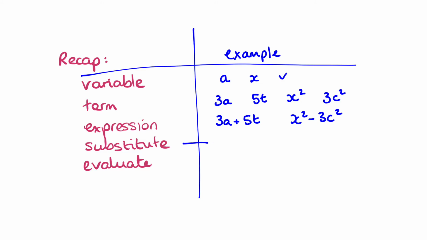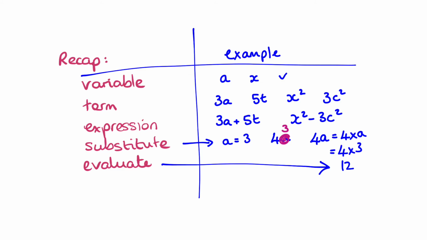So when we're substituting, we are given, for example, a equals 3 and asked to find the value of 4a. Now, if we're asked to find the value of 4a, what we're doing is we're taking out the a and we're swapping it for a 3. But that does not mean 43, remember, because when a letter and a number are stuck together like that, that means 4 times a. So it's 4 times 3, so that would be 12.